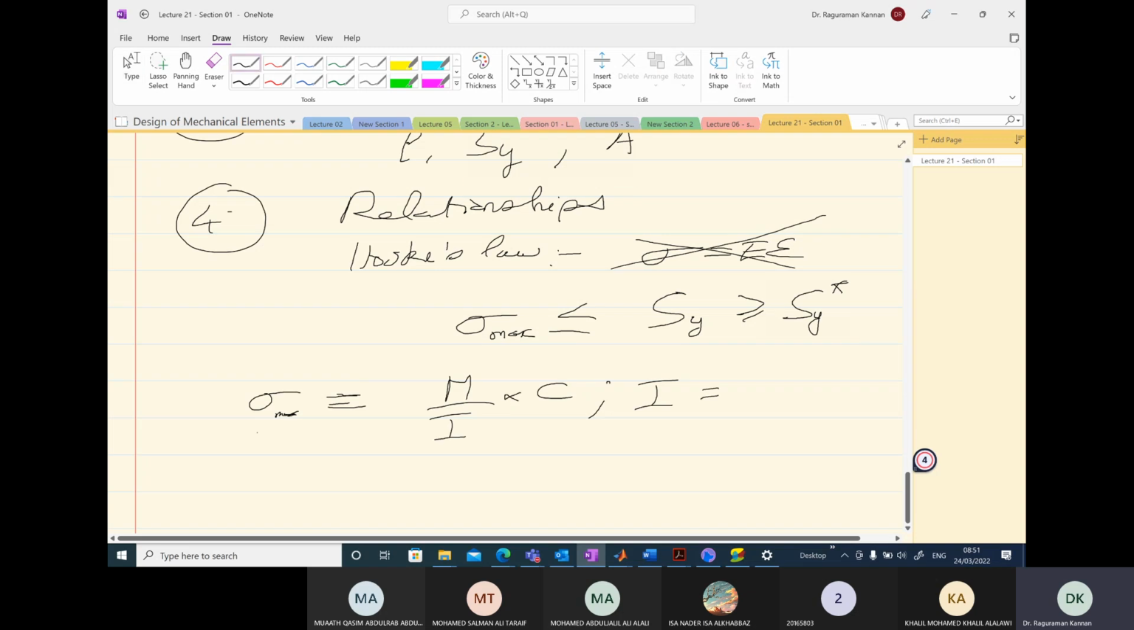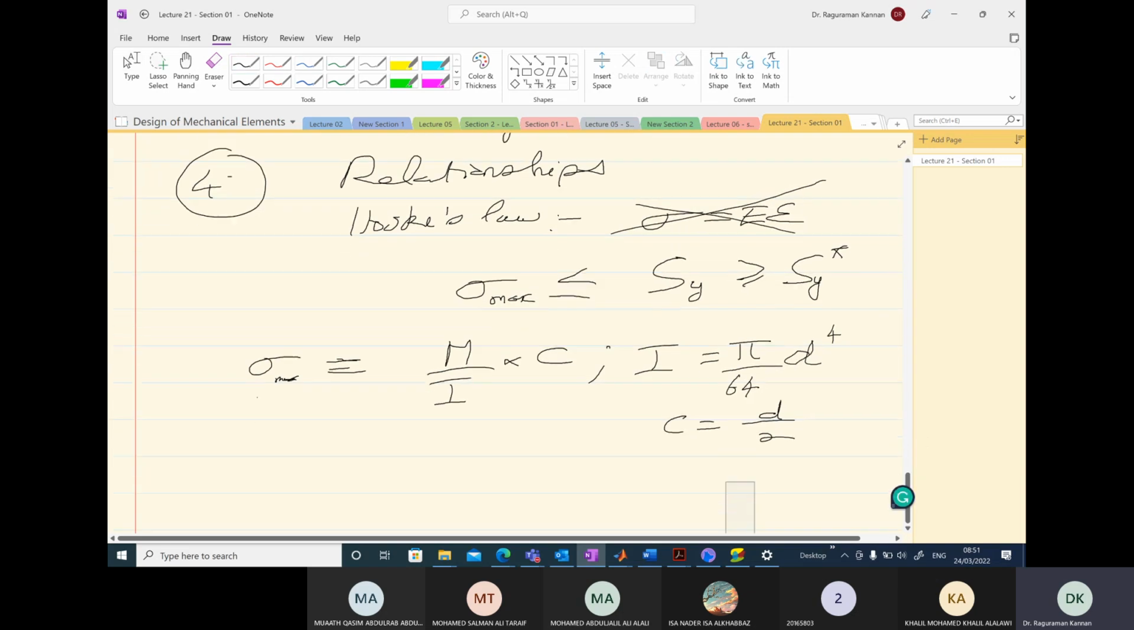For a circular cross section, what is I? What is the formula for I? Pi over 64 diameter power 4. Okay, and C is going to be D over 2.